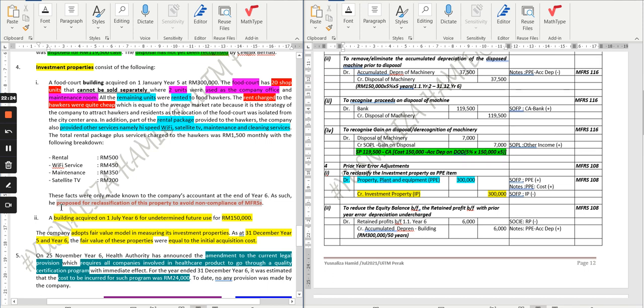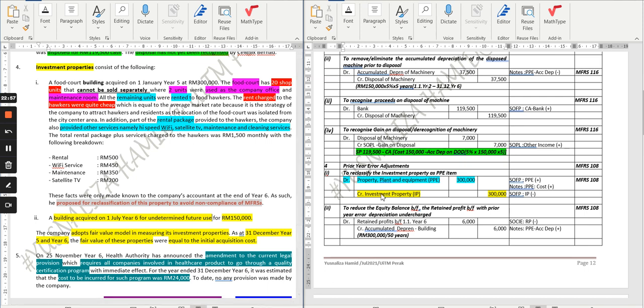As such, our accountant proposed the reclassification of this property from IP, investment property, to a PPE. So IP is under MFRS 140 and PPE is under MFRS 116. So these 300,000 need to be reclassified, or in a simple word, you tend to say transfer, but this is not really a transfer, but a reclassification where you need to go and debit the PPE account. The building now becomes a PPE.